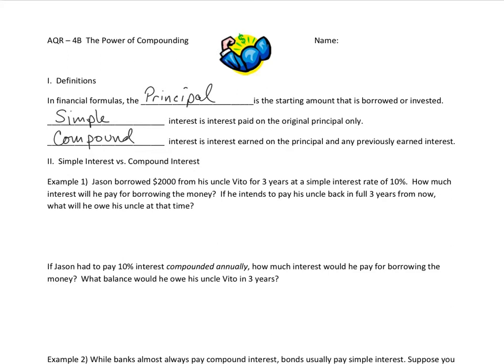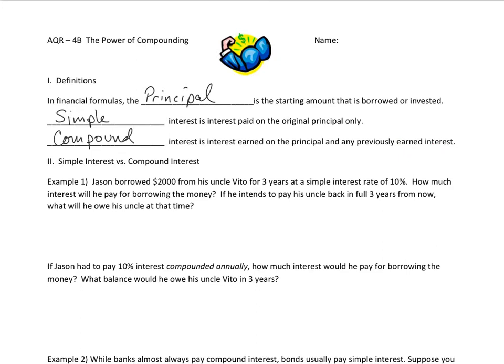Then from there, we have two different types of interest. We have simple interest, which is interest paid on the original principal only, and compound interest, which is interest either paid or earned on the principal and any previously earned interest.